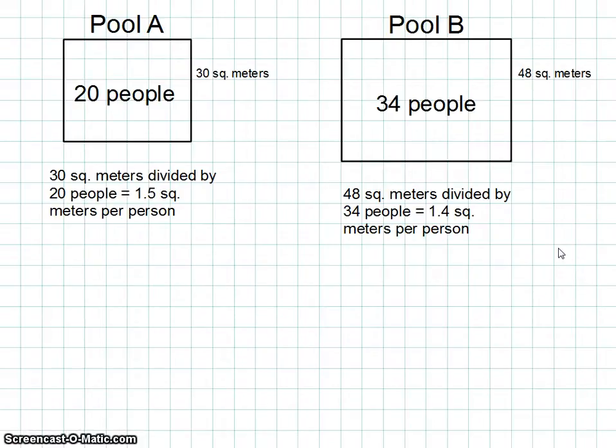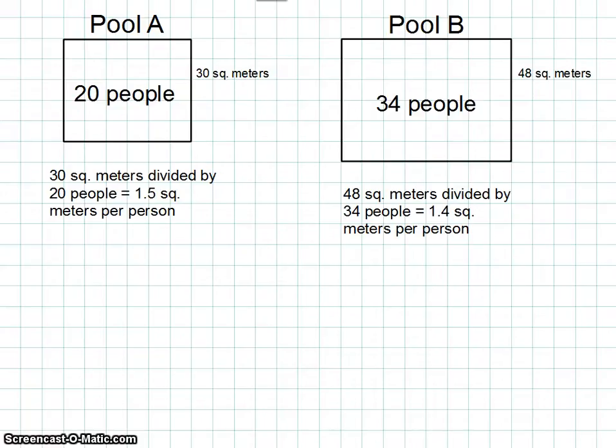We used those numbers to compare the crowdedness of the two swimming pools, and our conclusion was that pool B is more crowded because each of the 34 people will have 0.1 square meters less than the people in pool A. Now in this video I would like to talk about another way we can go about comparing the crowdedness of the two swimming pools.